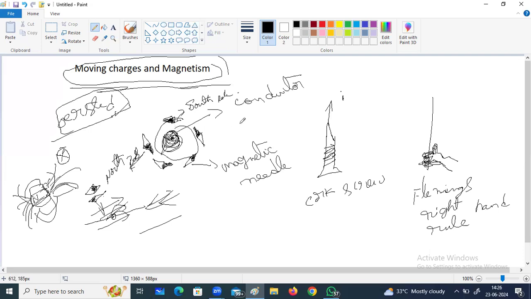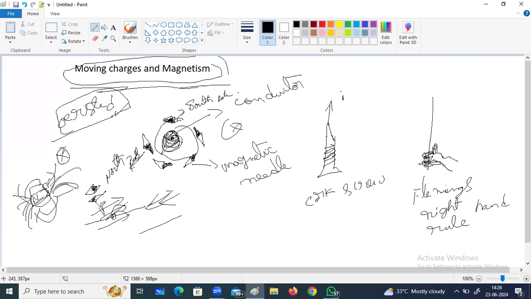Okay, so I will show like this. Now, the direction of magnetic field around a current carrying conductor can be determined by the following rules. There are three rules. With the help of these three rules, the direction of magnetic field around a current carrying conductor can be derived or determined.